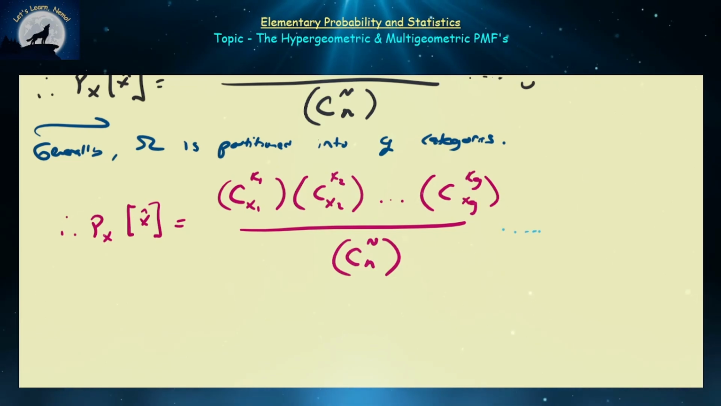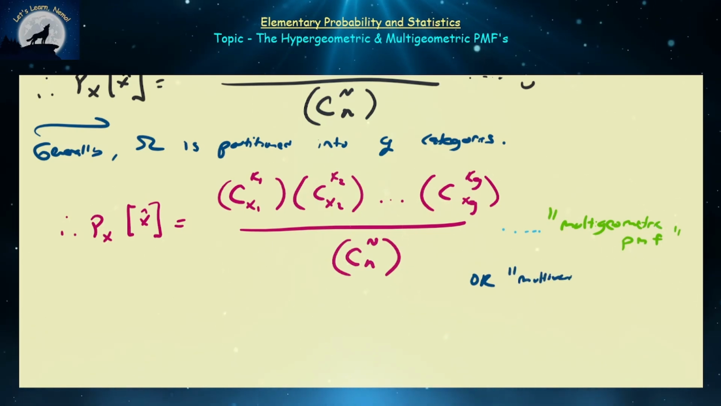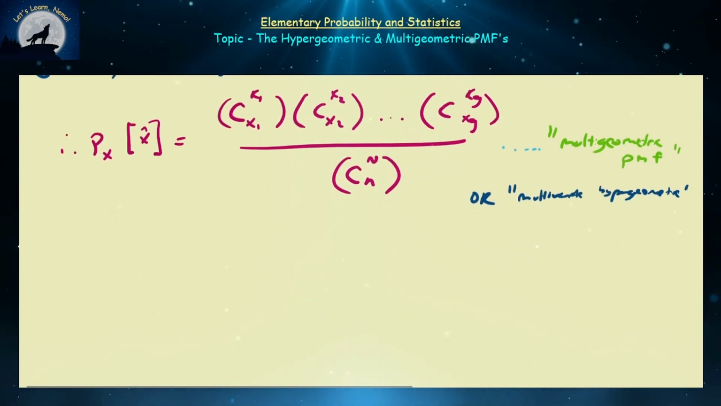So this is sometimes referred to as the multigeometric probability mass function. You will also see some people call it the multivariate hypergeometric. That's another name for this, right? But I'll just call it a multigeometric PMF since it pretty much stays in parallel to the other ones.